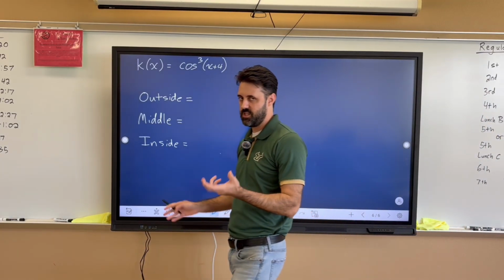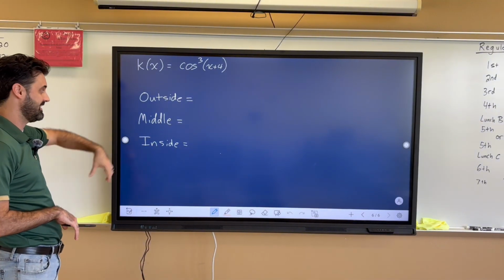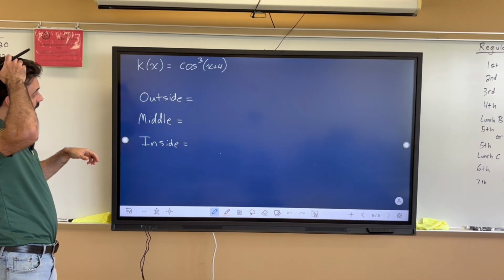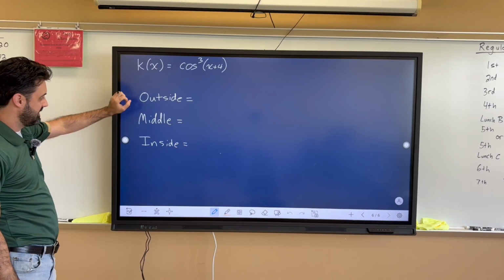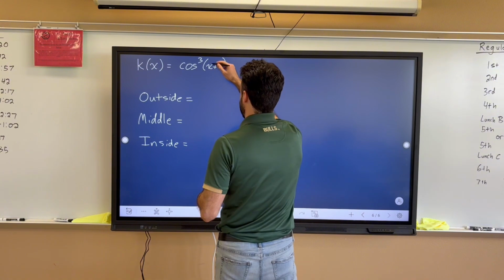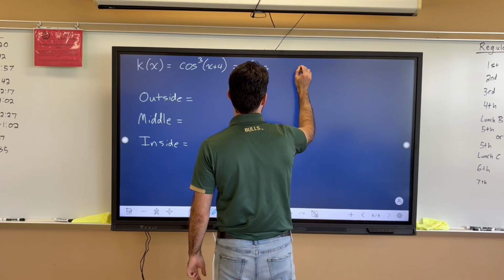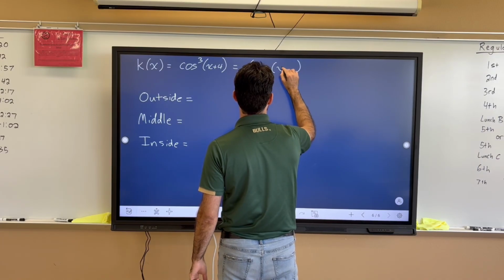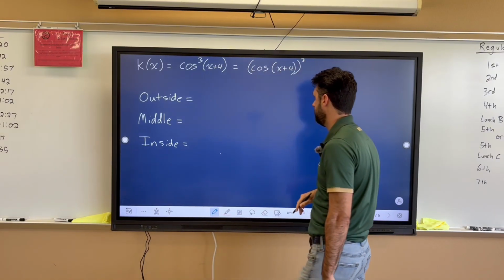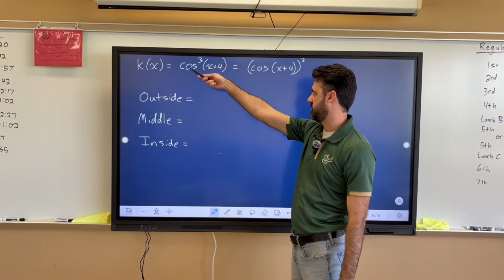All right, last one. This is going to be a super short video, but we need to spend a full class period or close to it practicing this to set us up for our next part. This one's a little more difficult because it has an outside, an inside, but also a middle part. Anytime we've got an exponent on a trig function, I want to put parentheses around the trig function. So we're going to have cosine of x plus 4, and all of it is being cubed, because the cube was on the cosine.